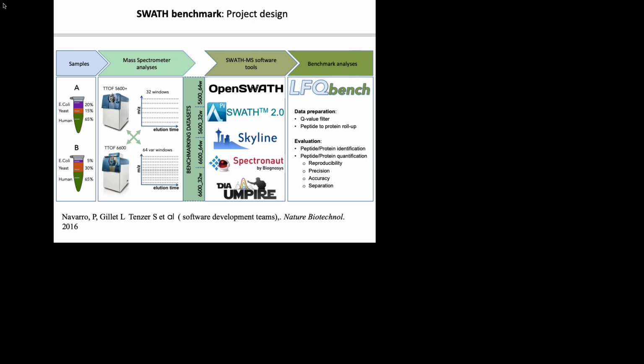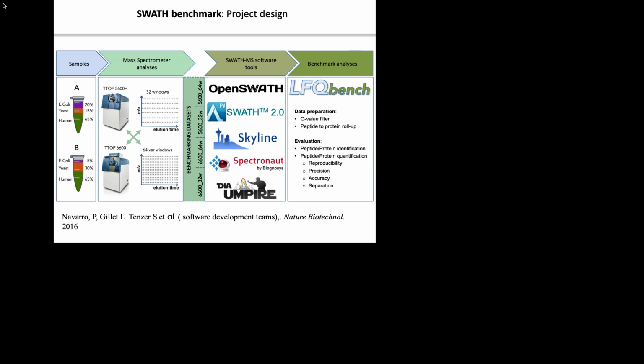where 3 proteomes were mixed together at certain ratios in 2 samples. So here would be 20% E. coli, 15% yeast, 65% human proteins. And then in the second sample would be 5% E. coli, 30% yeast, and 65% human proteins.